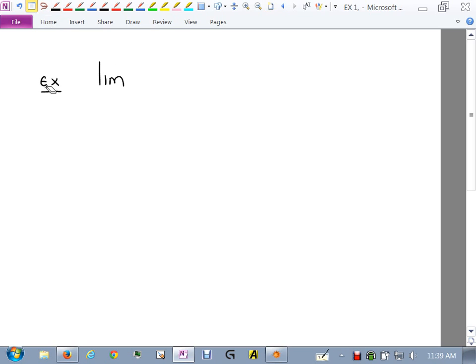Limit, a sub n equals, stick with something in line with the book. Okay. 5n factorial over 5n plus 2 factorial. Okay, so somebody tell me why this is going to be an issue.